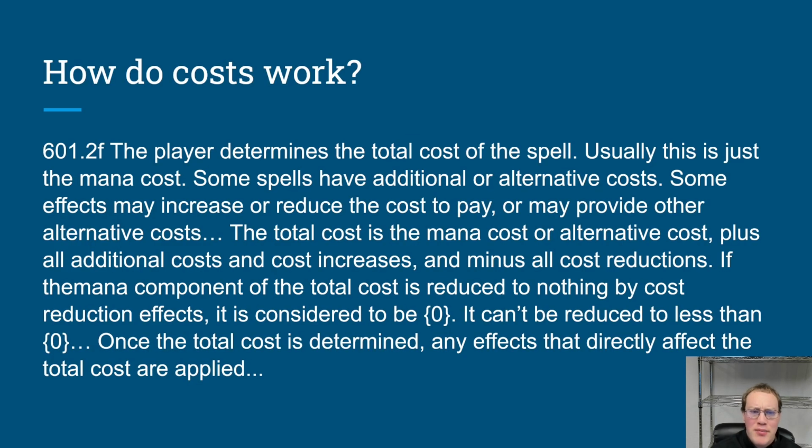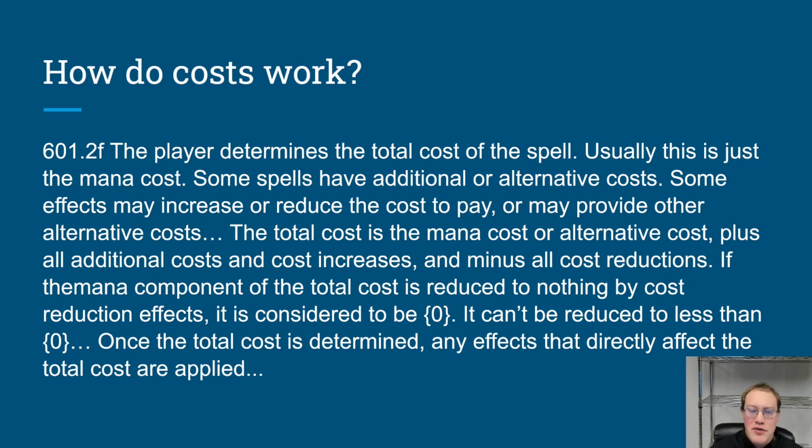So before I start talking about how Trinisphere works in general, I want to talk a little bit about how paying costs work. There is a specific section in the comprehensive rules where there are all the steps that you need to do in order to cast a spell. And within that, there's a specific step that talks about what you need to do in order to determine the cost to cast that spell. Of course, we know that usually when you're going to play a spell, that involves paying some kind of cost. So it shouldn't surprise anybody that there's a specific procedure to decide what that cost would be.